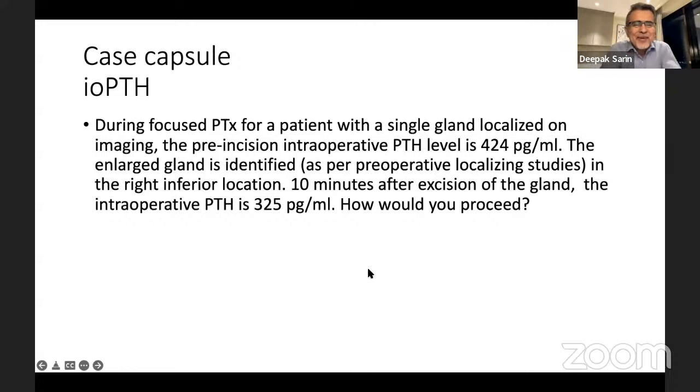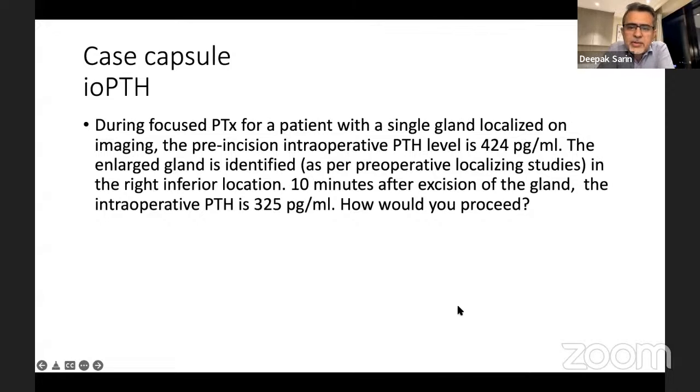All right. Okay. So here's a case capsule. I mean, you've got some interesting cases. During focused parathyroidectomy for a patient with a single gland localized on imaging, the pre-incision intraoperative PTH level is 424. And the enlarged gland is identified as per the preoperative localizing studies in the right inferior location. 10 minutes after excision of the gland, the intraoperative PTH is 325. So that's less than a 50% drop. How would you proceed?